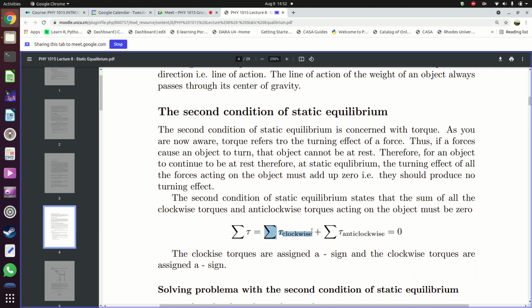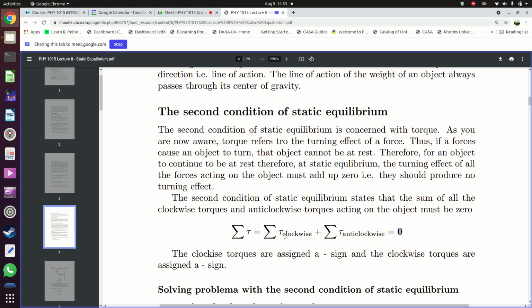When we do this addition of clockwise torques and anti-clockwise torques, what we are hoping to get is that at the end of the day, the torque should be equal to 0. Only if the sum of the torques is equal to 0 can we make sure that this particular object does not rotate. So, with the second condition of equilibrium, we are trying to make sure that this object does not rotate, even if it's in the same place. With the first condition of equilibrium, we are trying to make sure that this object remains at rest. It does not change its position.